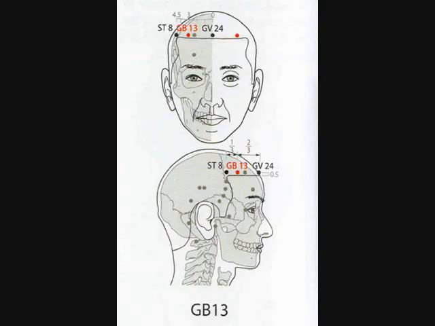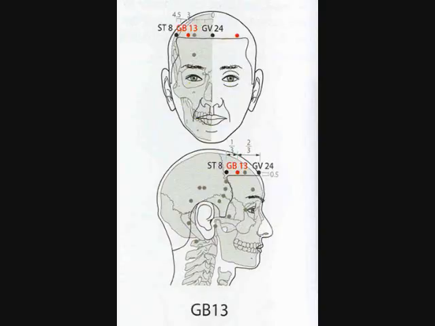GB13, 0.5 Tsun within the hairline of the forehead, 3 Tsun lateral to Do24. GB14, on the forehead, 1 Tsun directly above the midpoint of the eyebrow. GB15, directly above GB14, 0.5 Tsun within the hairline, midway between Do24 and stomach 8.